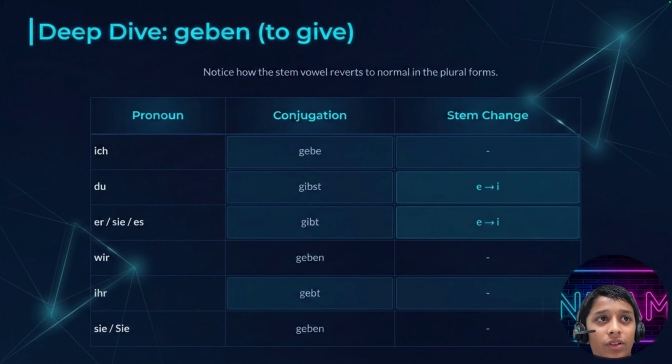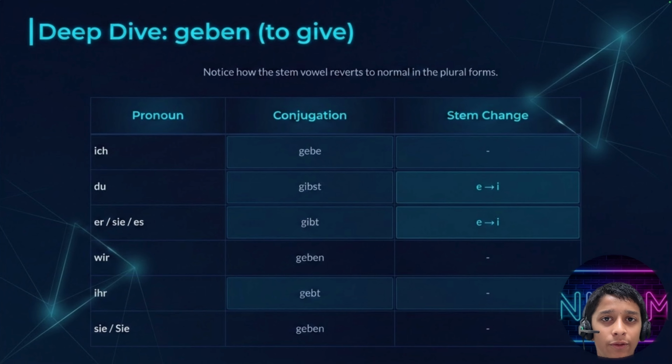Er gibt, which also converts E into an I. Wir geben means no change. Sie geben, no change. The stem vowel reverts to the original form in all plural forms. This is not an exception, it is the rule.